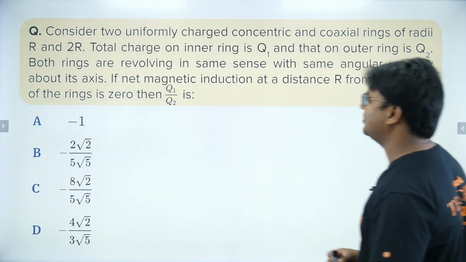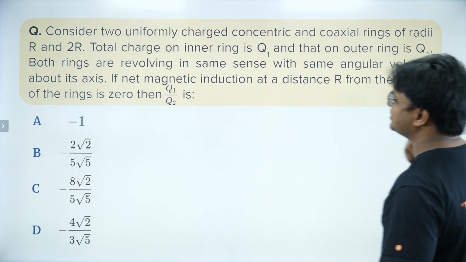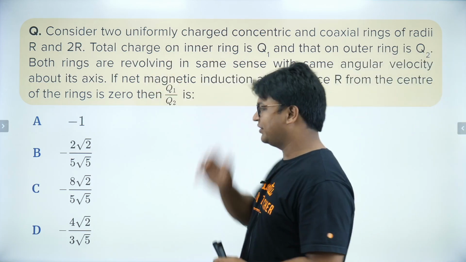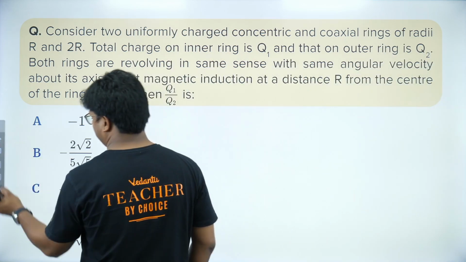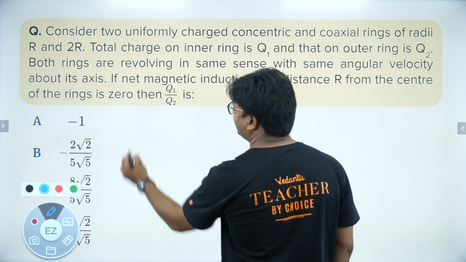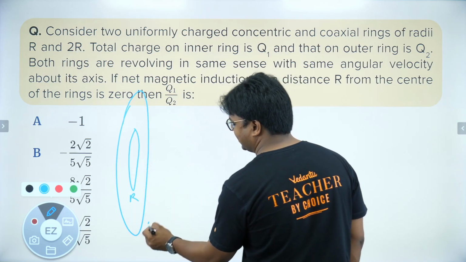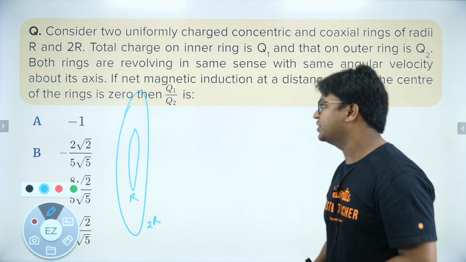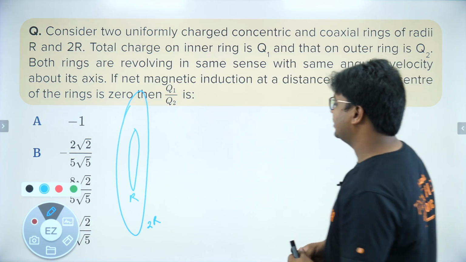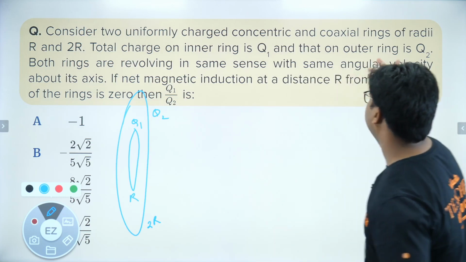Now this question talks about two uniformly charged concentric and coaxial rings of radii r and 2r. I'll keep drawing the figure while I read the question. There are two concentric rings, one has a radius of r and the other has a radius of 2r. Total charge on the inner ring is q1, and the outer ring has a charge of q2.